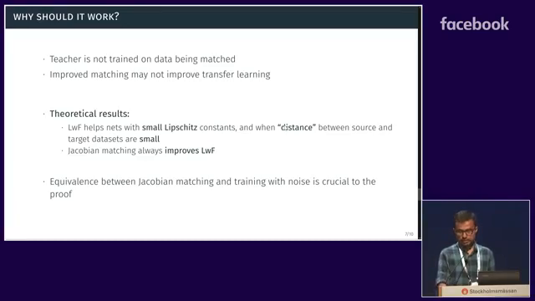For the exact statements, please refer to the paper. These are just simplified versions of them. But one thing that is crucial is that we use the equivalence between Jacobian matching and training with noise for the proof, and that is a critical component of it.